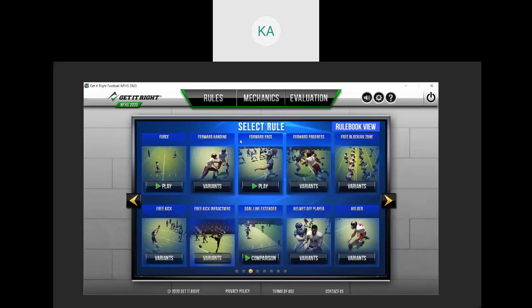That's all I've got for block in the back tonight. Is there anything else you want to cover? Is there anything in the chat box?